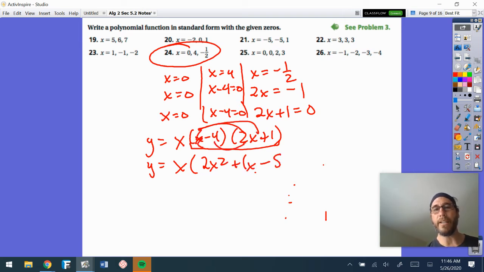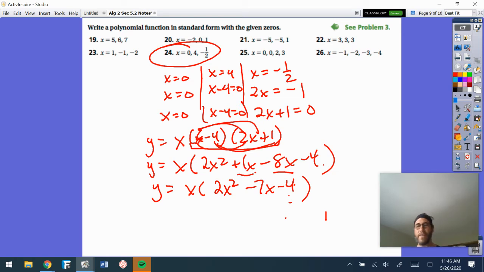Share that guy. Negative 8x. Share that guy. Negative 4. Okay, so then we get y equals x on the outside, and it's 2x squared because I got to collect like terms. Negative 7x minus 4. Am I done? No. We have to have it in standard form, which means we cannot have any parentheses.